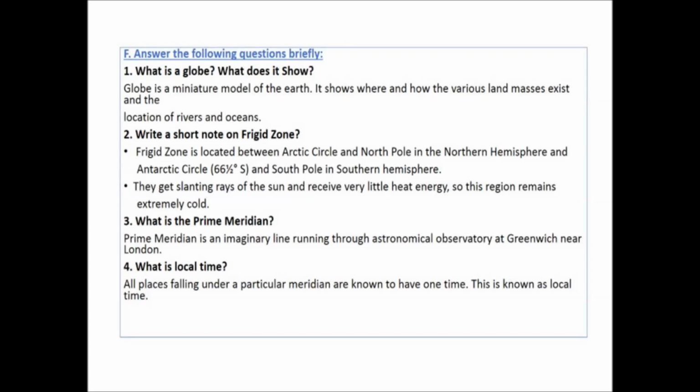This part of the globe gets slanting rays of the sun and receives very little heat energy. So this region remains extremely cold. Third question, what is the prime meridian? Prime meridian is the 0 degree longitude. It is an imaginary line running through the astronomical observatory at Greenwich near London.